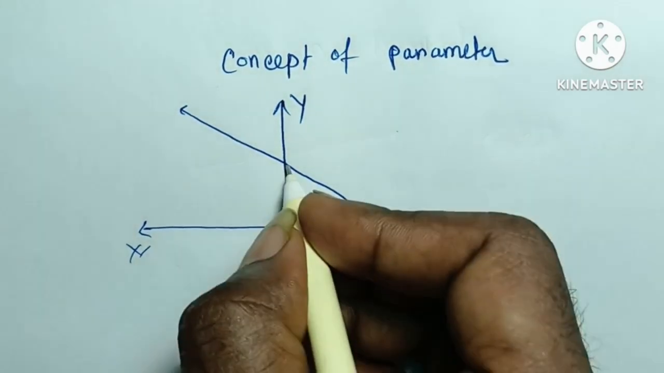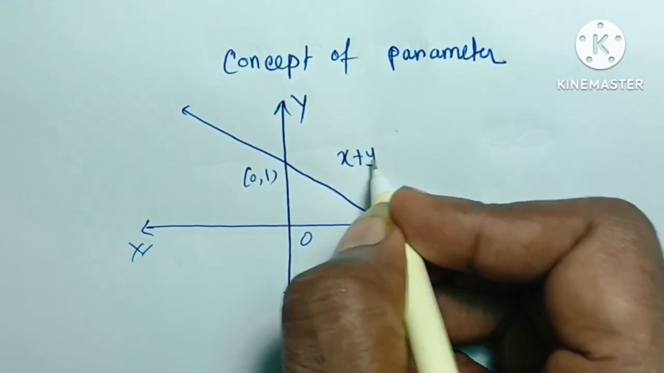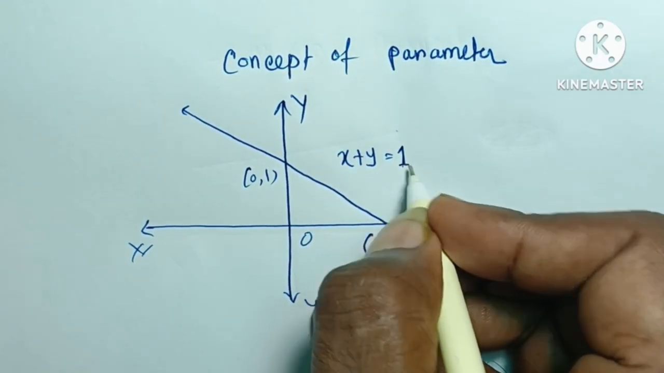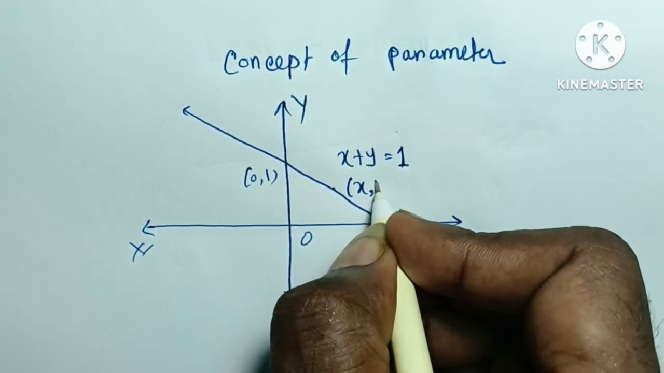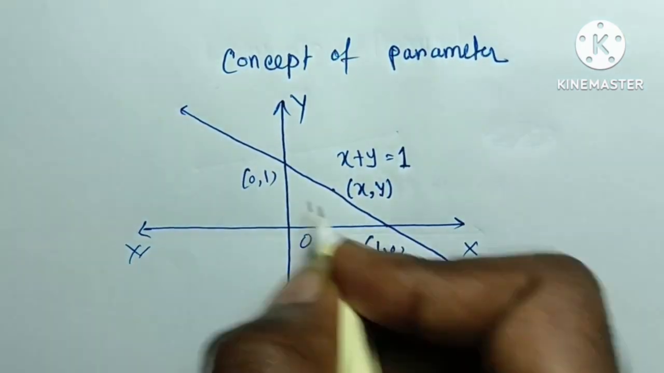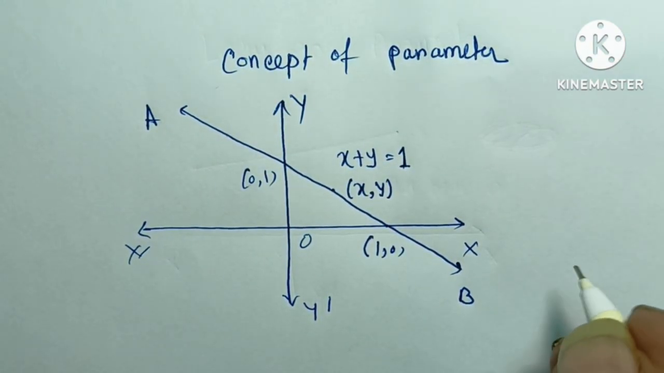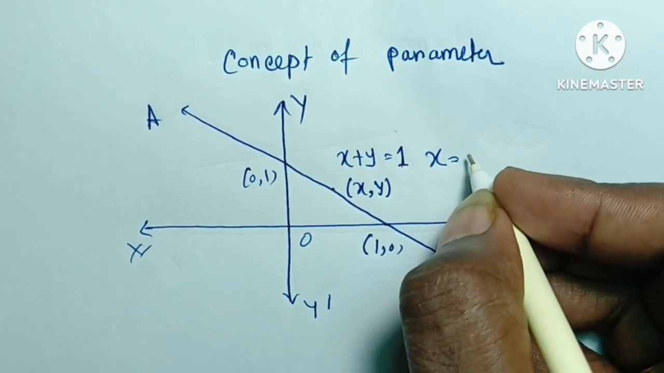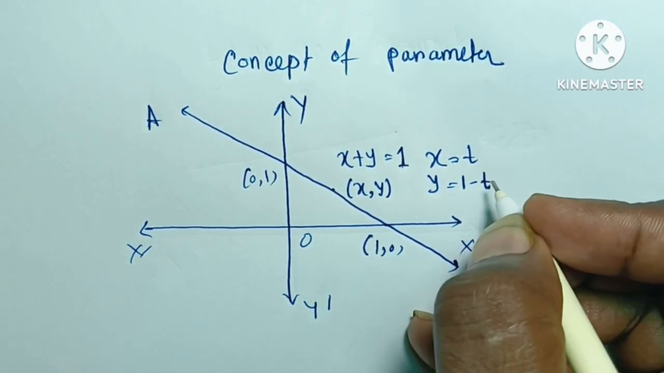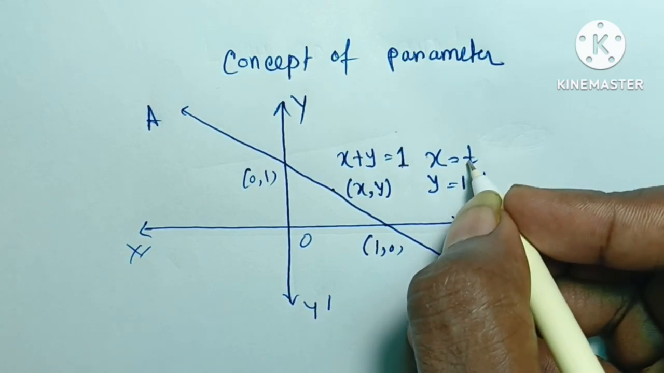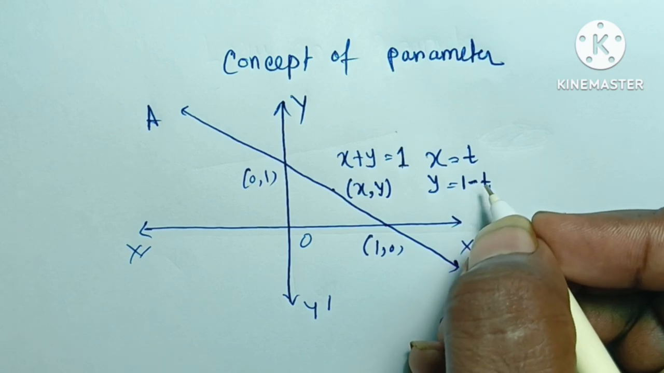This is 1 comma 0, this is 0 comma 1. And the equation of the line is x plus y equal to 1. Suppose x comma y is any point of the line AB. Suppose x equal to t and y equal to 1 minus t. See, x and y are variables dependent on t. So this t is called the parameter.